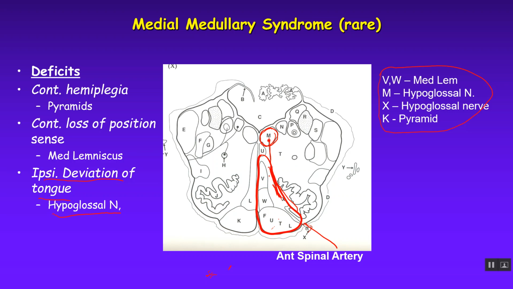That hypoglossal nerve goes to the left side of the tongue. So if you ask this person to stick their tongue out, if the left side is weak, the right side is going to overpush. The tongue's going to deviate towards the side of the lesion. It's going to deviate towards the lesion. So you have ipsilateral deviation of the tongue towards the side of the lesion.